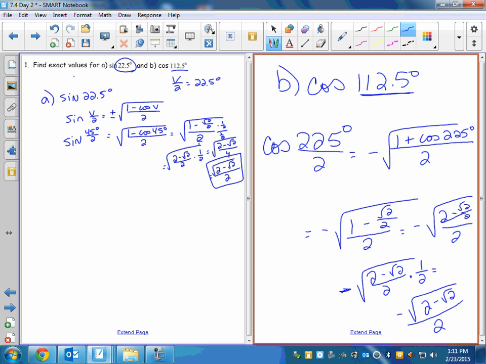Which is the exact same answer of sine of 22 and a half. And the reason that those are the same, except for it's a negative out front, is they're the same reference angles, right? Like it's a 45-degree angle. That's why it worked out the same. But if it would have been something that would have been half of like 30 degrees or 60 degrees.